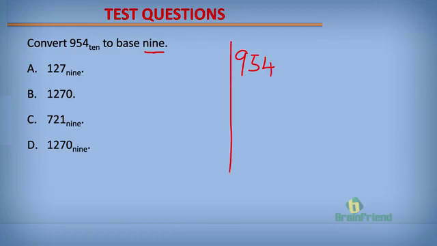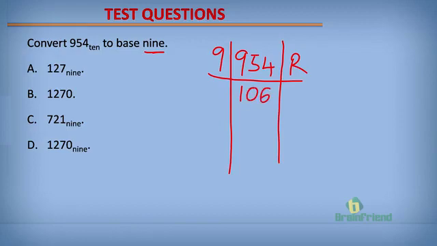We have 954. Going to divide this by 9, and not forgetting our remainder column. So 954 divided by 9. Let's take the first number. 9 divided by 9 gives 1, and 54 divided by 9 gives 6. So our tens place is 0, while this is 6. So 954 divided by 9 is 106, remainder 0.